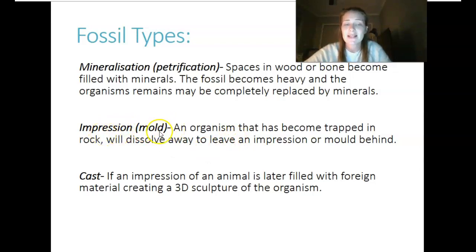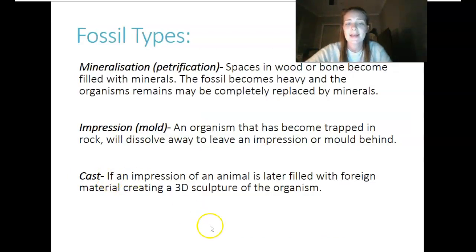Impression is a really easy one to understand, and it's a common rock fossil to find. So an organism that has become trapped in the rock will dissolve away and leave an impression or mold behind. So you can imagine you've got a bowl of sand, and if you press something into the sand and pull that out, what's left behind is the impression, the outline of that shape. So that's the impression or mold kind of fossil.